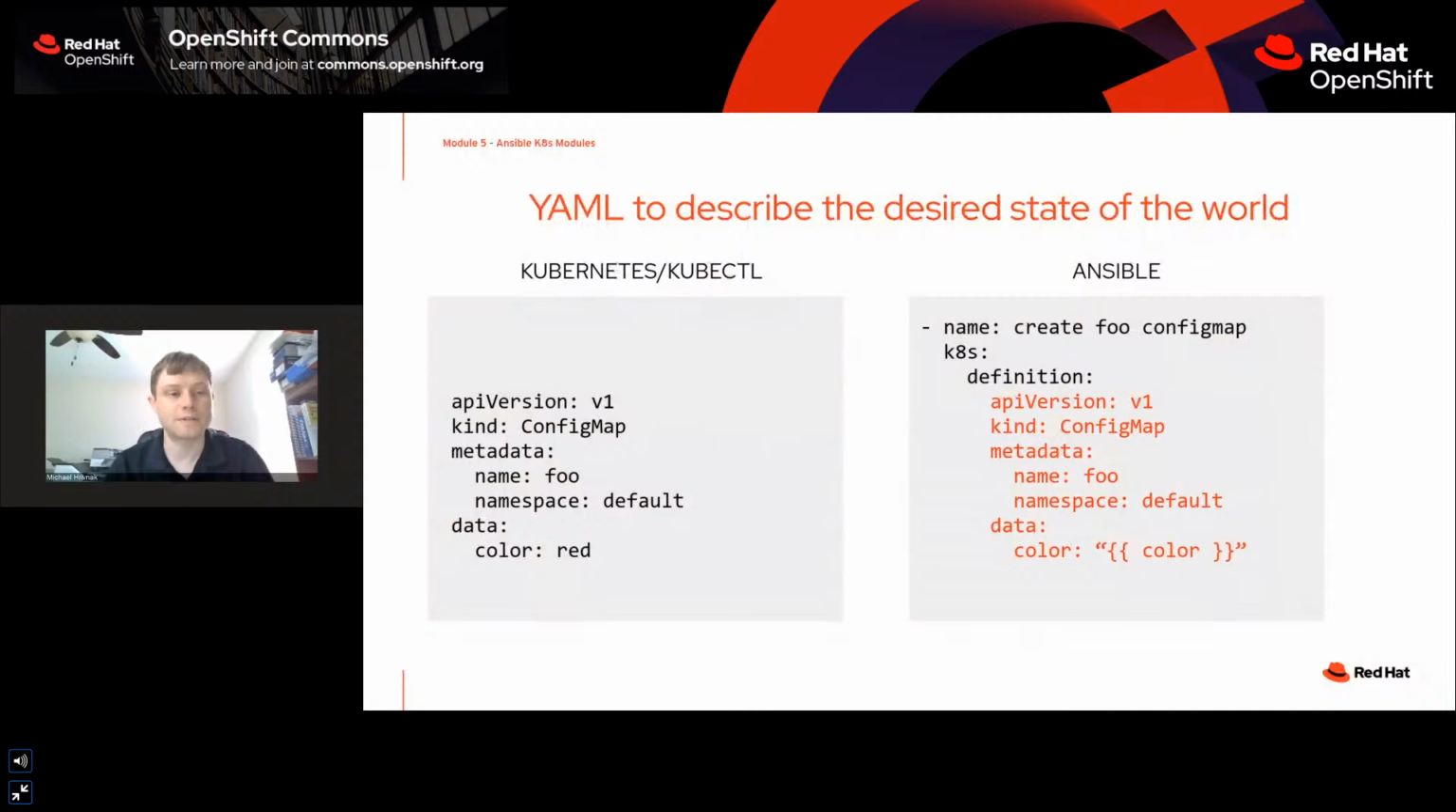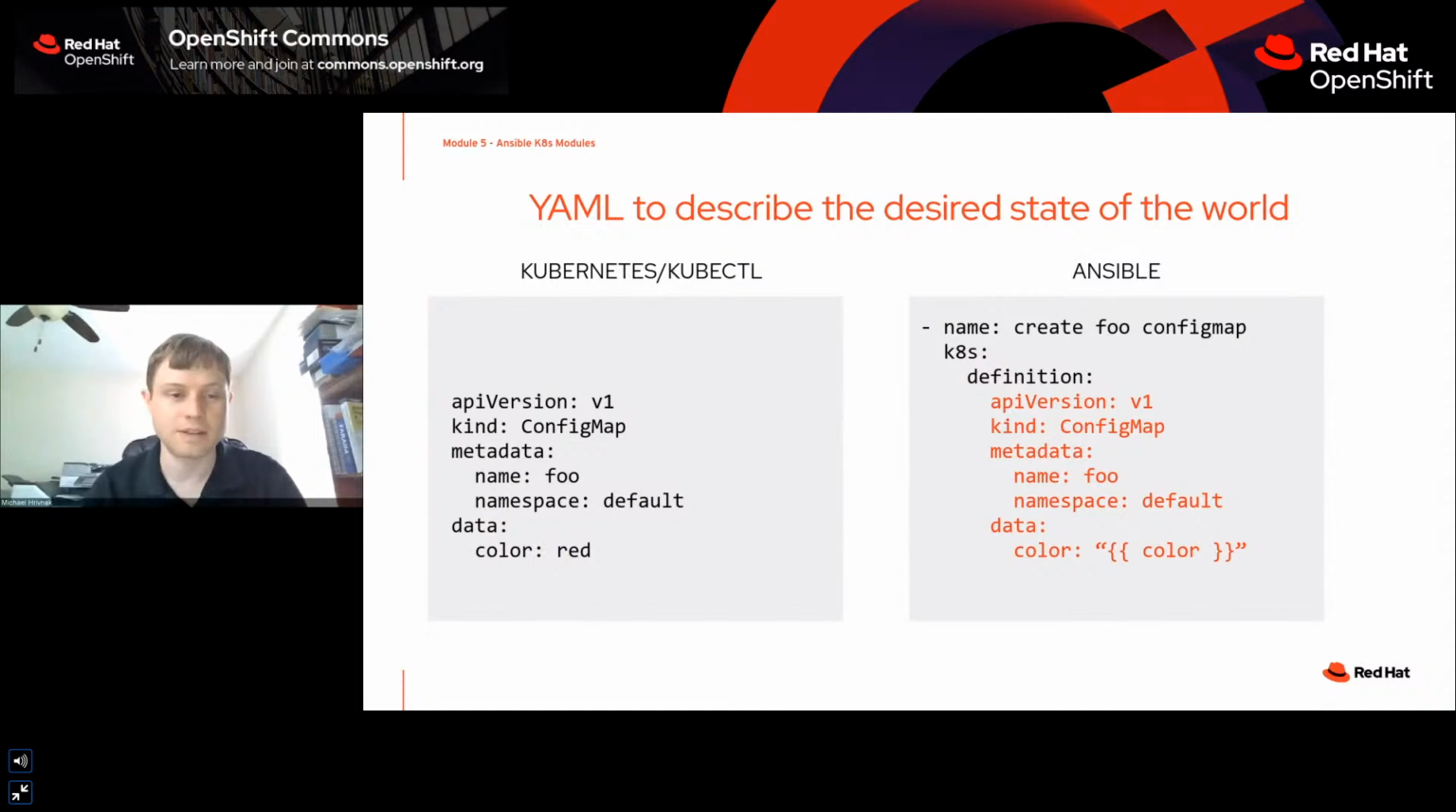Okay, on the left, we have a config map, normal Kubernetes manifest defining a config map. Again, the same kind of thing that we could write to a file and run oc create -f or kubectl create -f. On the right side, we are using Ansible and the Ansible Kubernetes module as our client to create that config map.